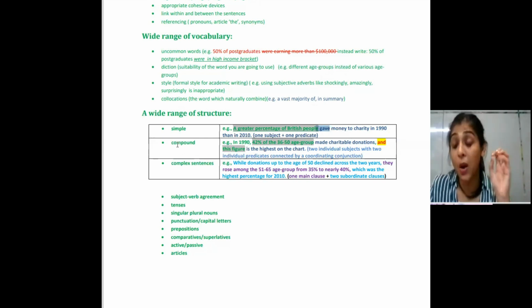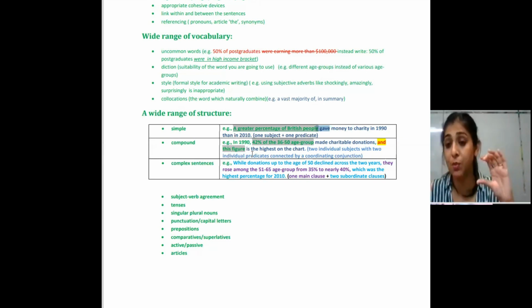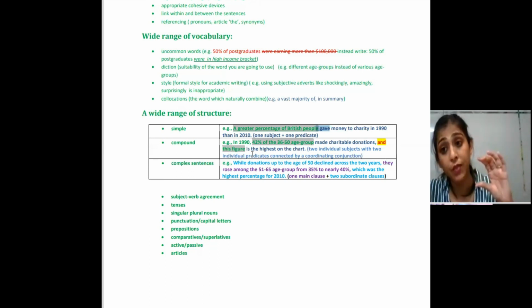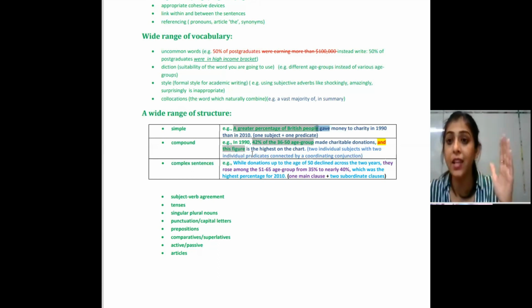Then you need to use compound sentences as well. Now, what is the compound sentence? A compound sentence is when you have two individual subjects with their individual predicates, which means one sentence with its subject and its predicate, which means verb and object, and then one sentence with its own subject and its own predicate, and then they are connected by a coordinating conjunction like and, or, but.